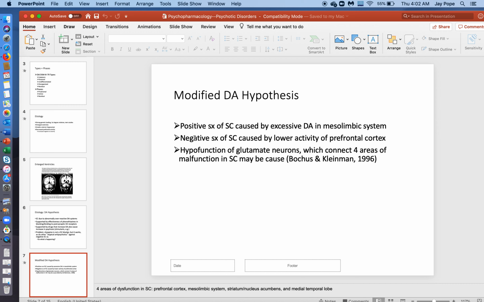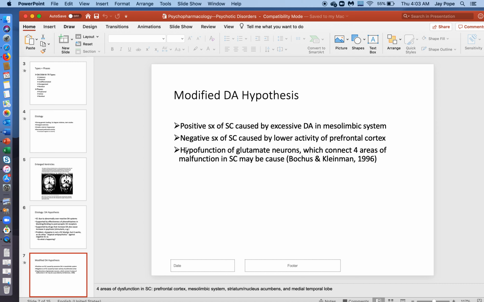But the negative symptoms of schizophrenia, the symptoms that are associated with a lack of things, like a lack of speaking, a lack of movement, a lack of social interaction, a lack of something that a lot of people with schizophrenia suffer from is they lack intonation in their voice. They don't modulate their voice very much. They tend to speak in a flat, soft, or robotic tone. This is caused by lower activity of the prefrontal cortex.